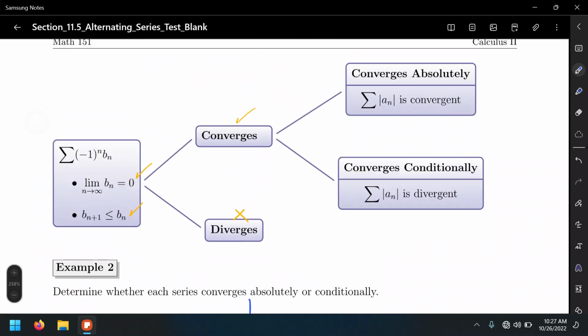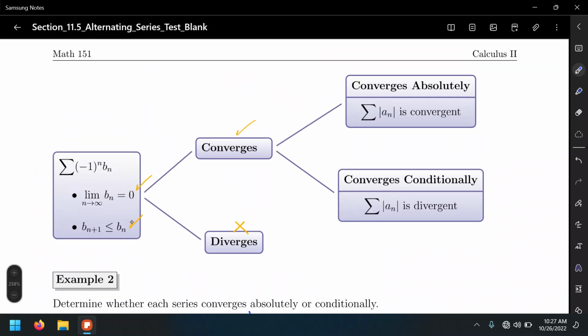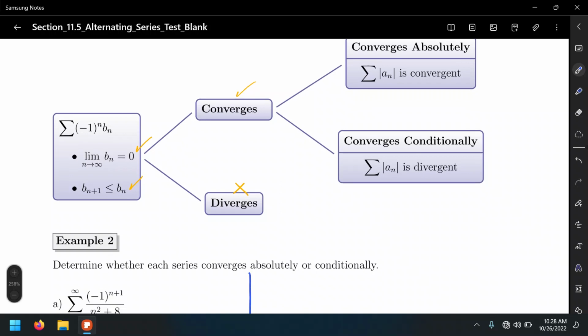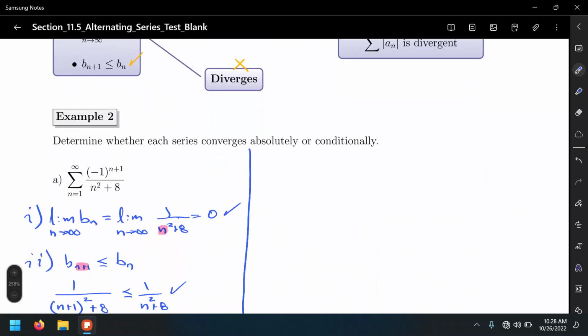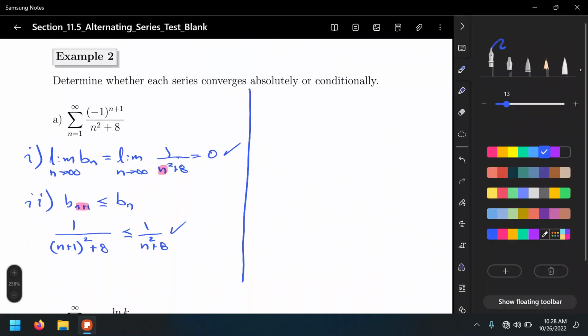So let's go back to the flow chart. Number one, we managed to check that both conditions are satisfied, so we go to the convergence route right here. From here we determine whether the series converges absolutely or just conditionally. That is, it converges absolutely if the absolute value of the series converges, and converges conditionally if it diverges. That is, it's just conditioned to converge in its alternating form only, and unfortunately not in its absolute value form. So this is what we do.